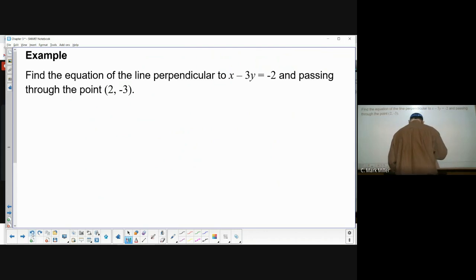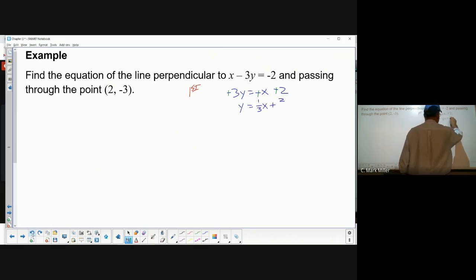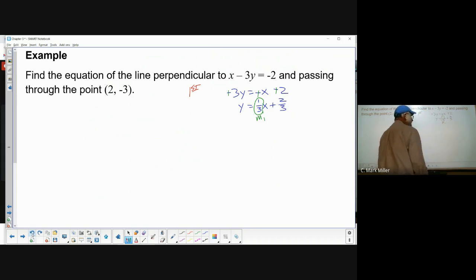So first, up here, -3y is -x minus 2. All those minuses multiply through by -1. Get rid of those minuses. So y is 1/3 x plus 2/3. I am interested in this guy right here. That is my slope. Let's call that one M1. That's the slope of my original line.